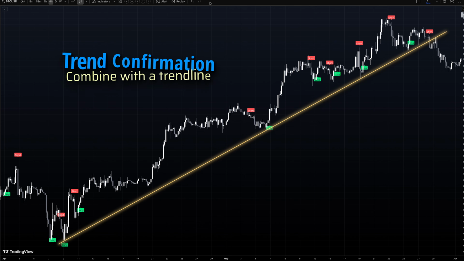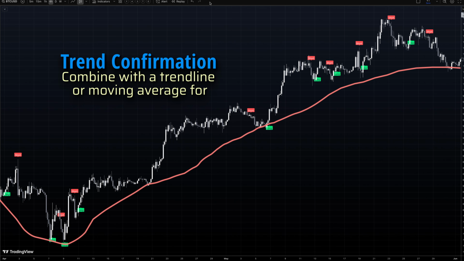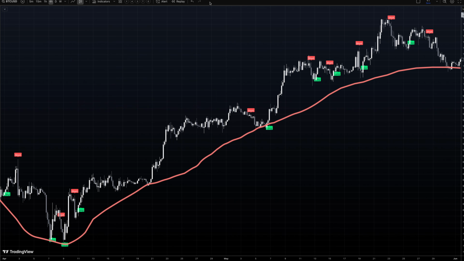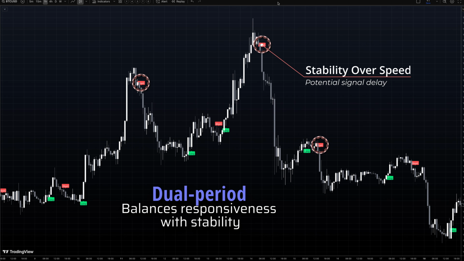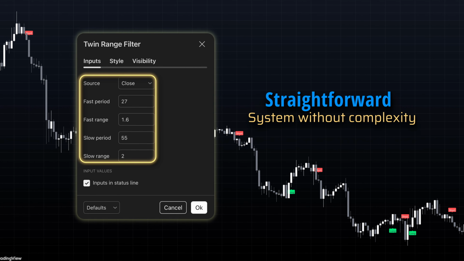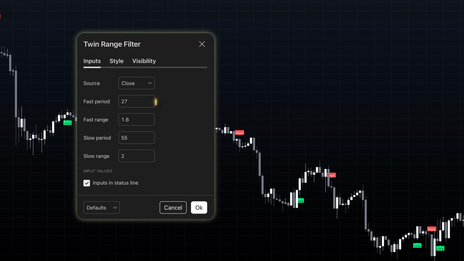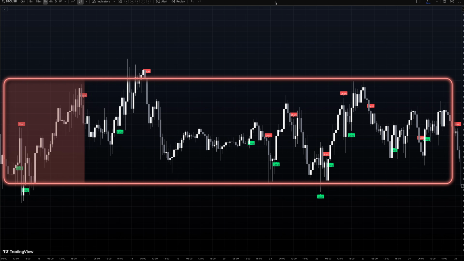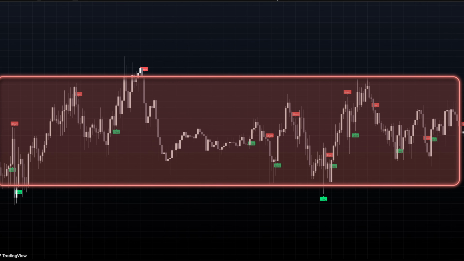This filter works effectively in trending markets where it can follow price direction while avoiding whipsaws common in traditional moving average crossovers. The dual period approach helps balance responsiveness with stability, though it may generate late signals during rapid trend changes. The simplicity of parameters makes it accessible to traders who prefer straightforward trend-following systems without complex optimization requirements. However, like most trend-following approaches, it performs poorly in choppy, sideways markets, where range-bound conditions dominate.